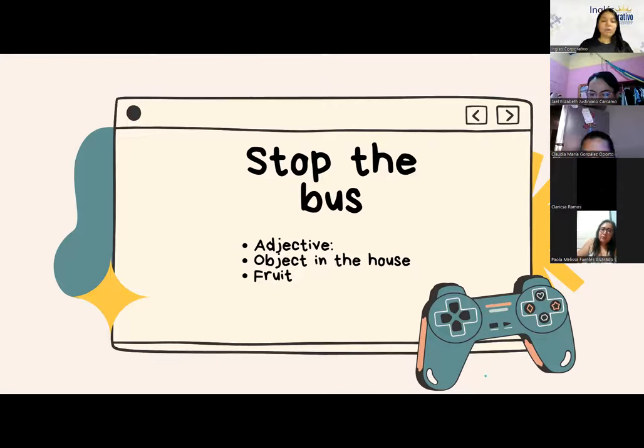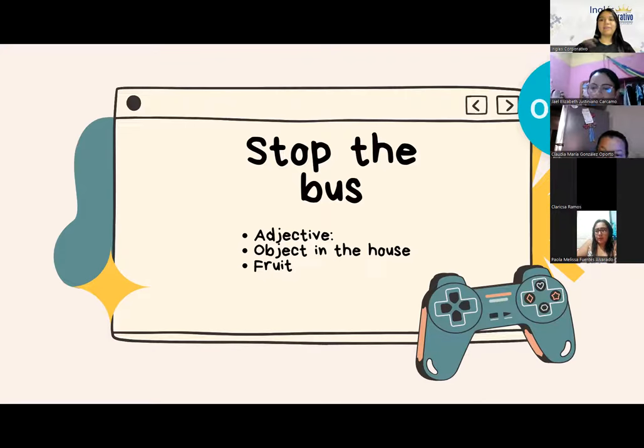La siguiente letra, with the letter L. Letter L. So you have 1 minute. Hurry up. An adjective, an object in the house, and a fruit. Que comience con la letra L en inglés. Tiene que ser un adjetivo, un objeto en su casa y una fruta. Son tres cosas.